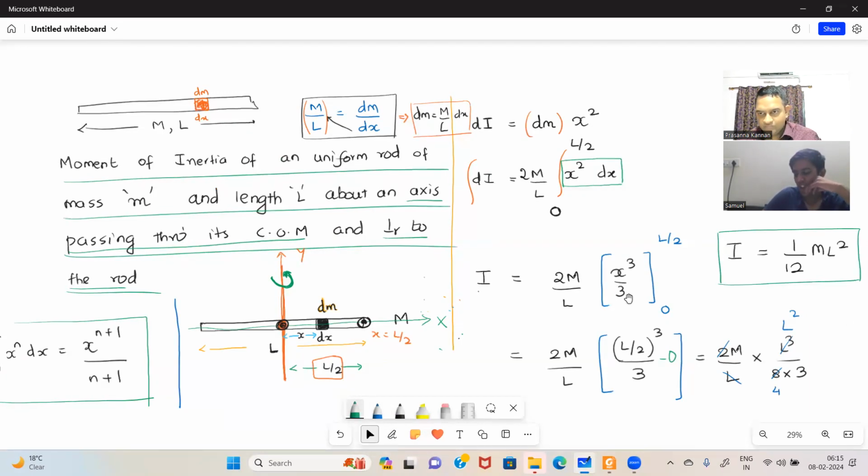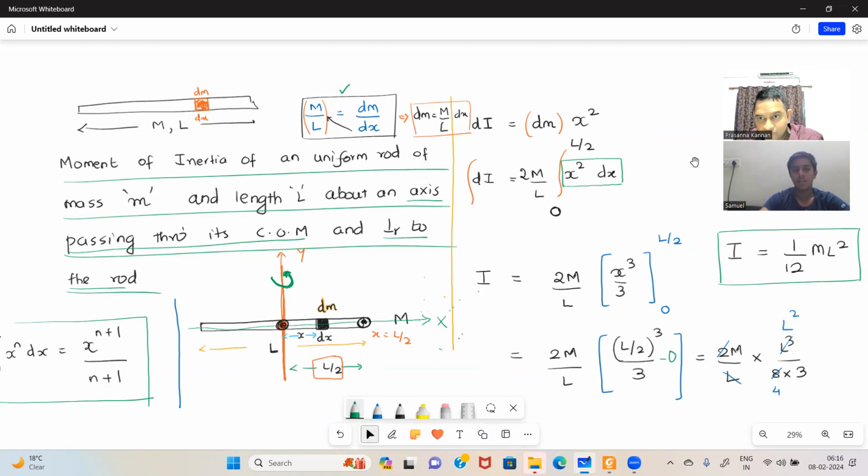Yes, sir. Could you repeat the definition of a uniform rod once again? Uniform rod means the mass is equally distributed. For example, if you have a 10 meter long rod weighing 20 kg, at every 1 meter the weight will be 2 kg. It's not like it is fat in the middle and thin at the extreme ends. Uniform means the mass is equally distributed. That's why we are able to do this: M by L is equal to dm by dx. Did you understand the process, Samuel?